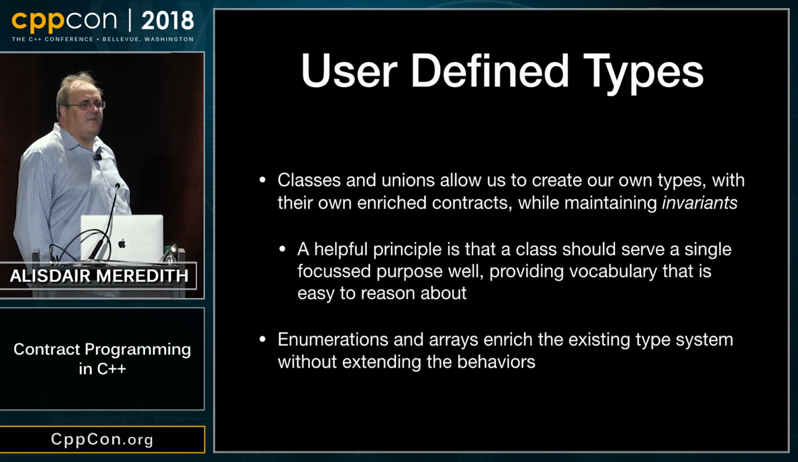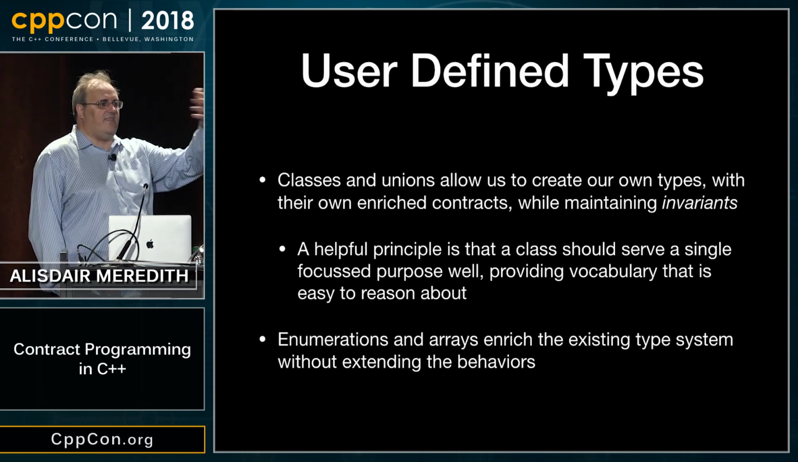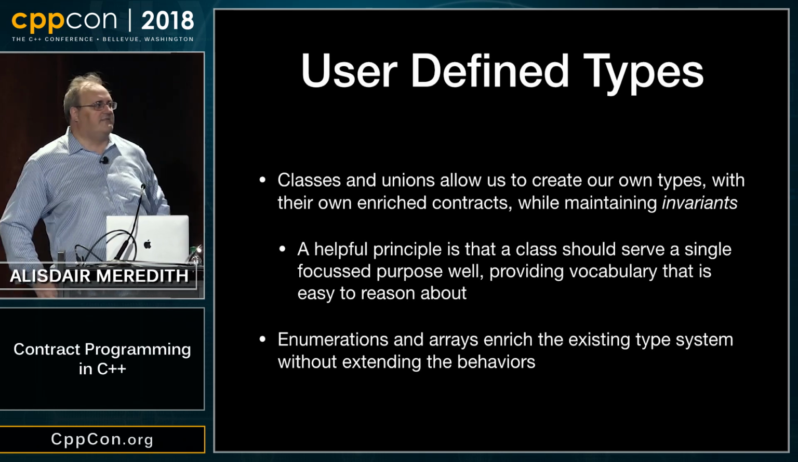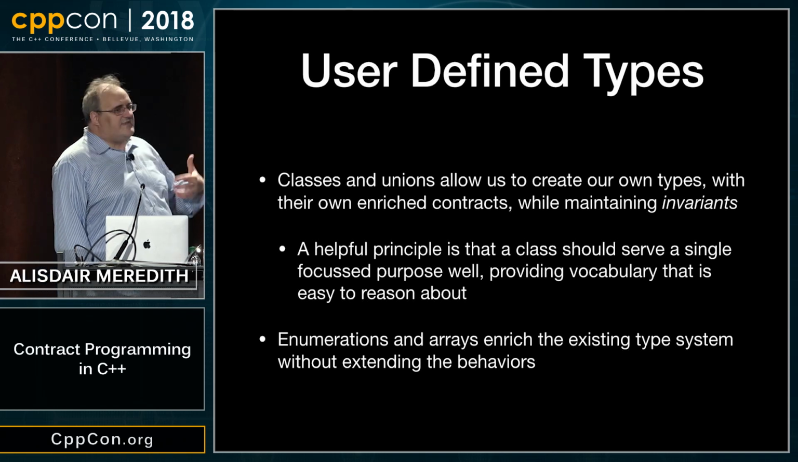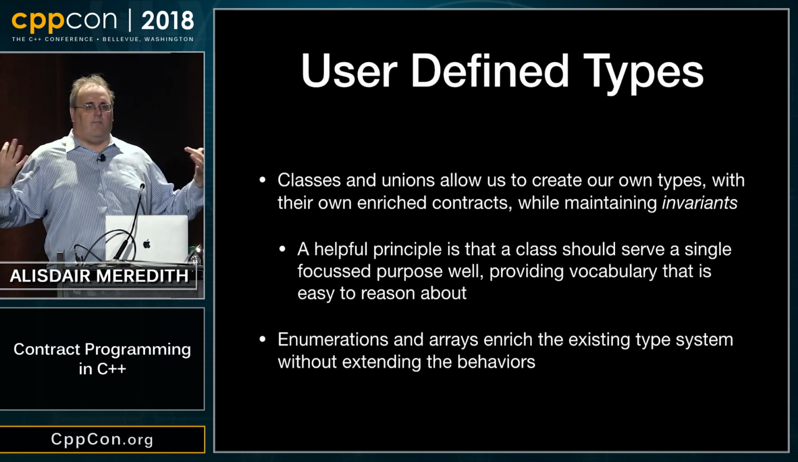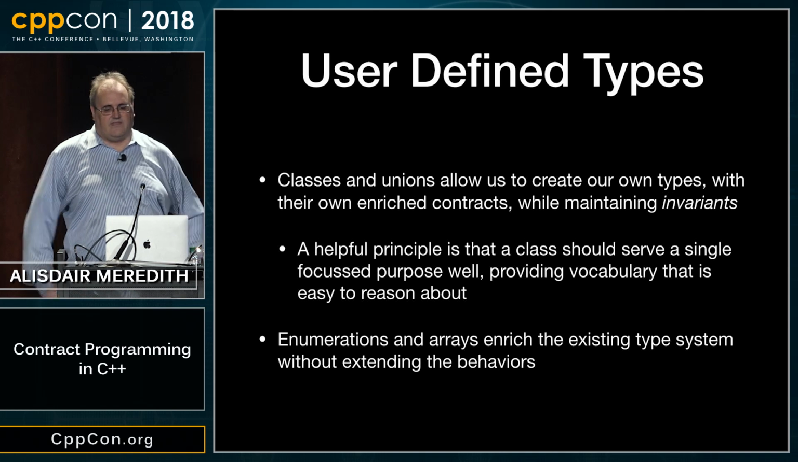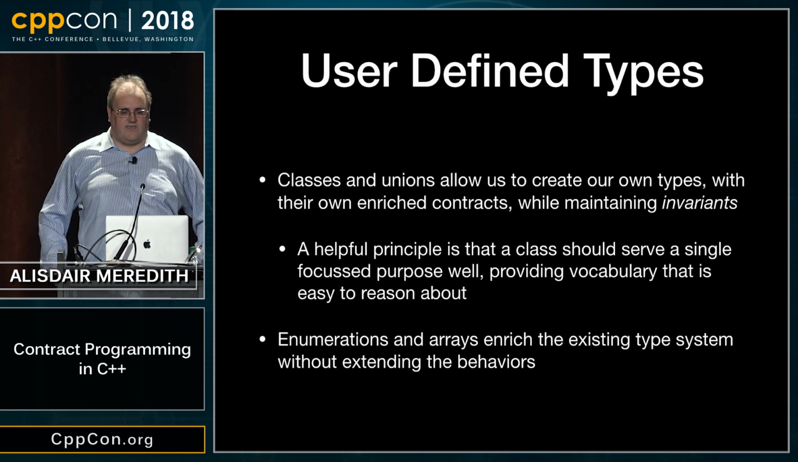Which brings us to the notion of user-defined types, how we can now extend the language forward rather than just using the built-in scalar types. Classes and unions allow us to assemble much larger, more interesting and complicated types with their own set of constraints and guarantees.